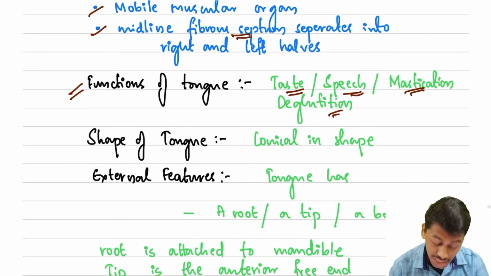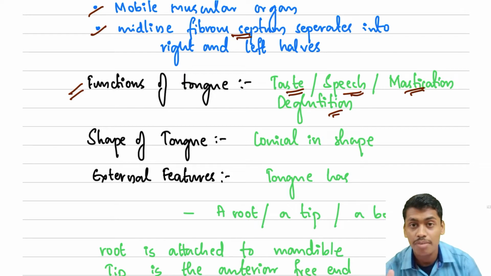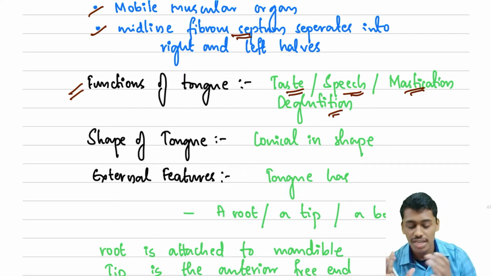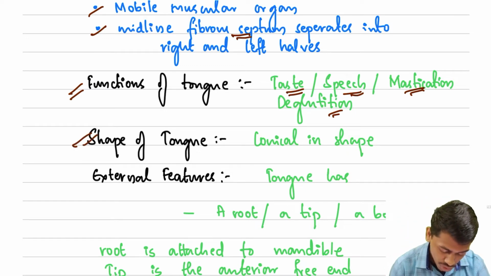And what is the shape of the tongue? The shape of the tongue is conical. Basically the root of the tongue is a little bit thicker, and as it extends forwards up to the tip, it gets narrower. So the tongue is conical in shape.